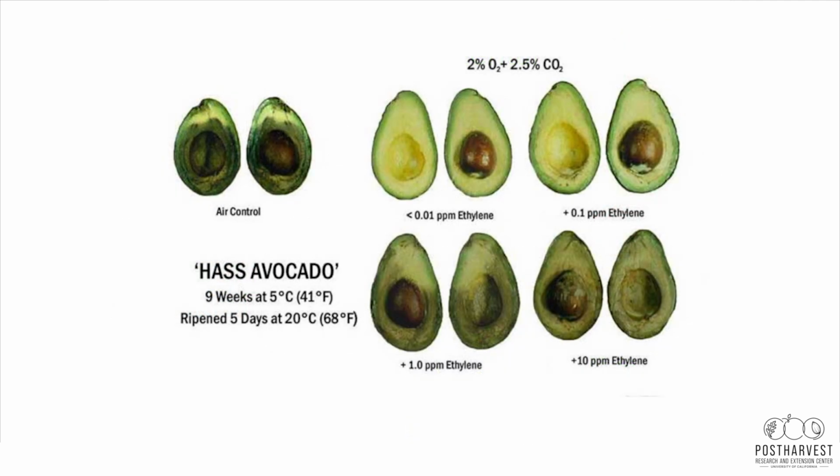Here's an example of Hass avocado, for example, stored at a controlled atmosphere, 2% oxygen and 2.5% CO2. And you have 4 different amounts of ethylene in the storage room, plus air control. And you see how 10 ppm ethylene has a significantly detrimental effect on the condition of the avocado.